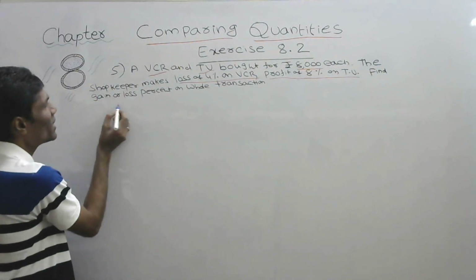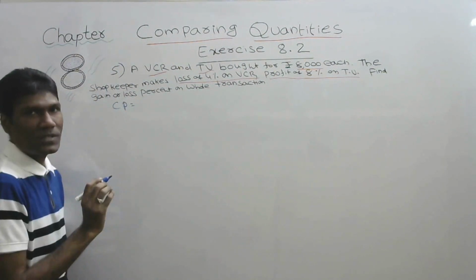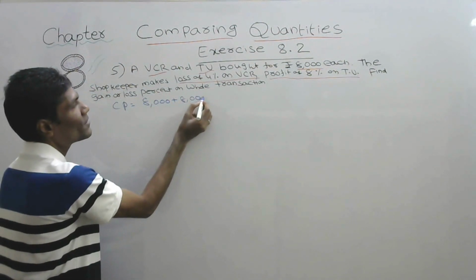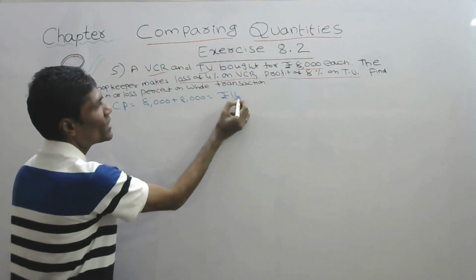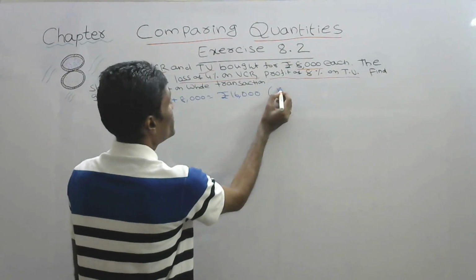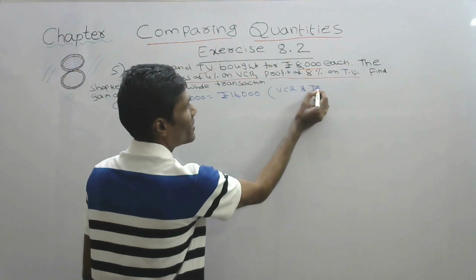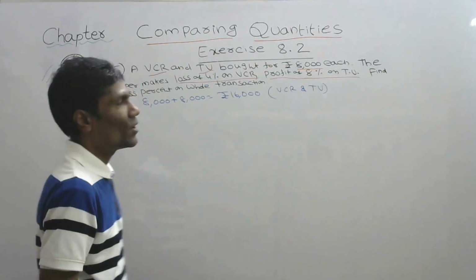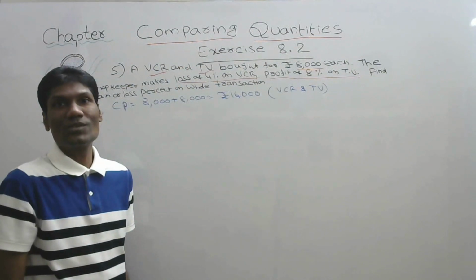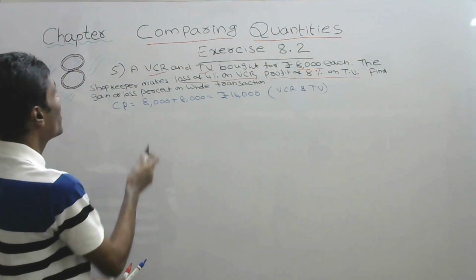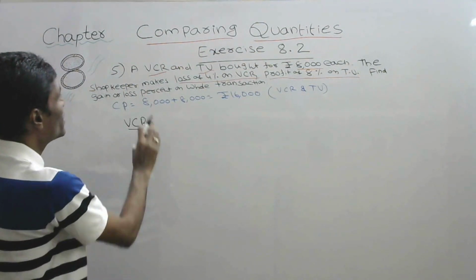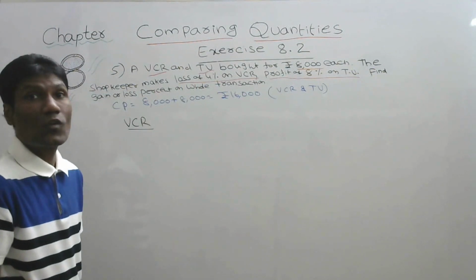See, what is the cost price? The cost price is simple. 8,000 plus 8,000, that is a total of 16,000, the cost price of both the VCR and the TV. Now we have to calculate the selling price based on these values. First let us calculate the VCR. On the VCR, what is happening? He said a loss of 4%.